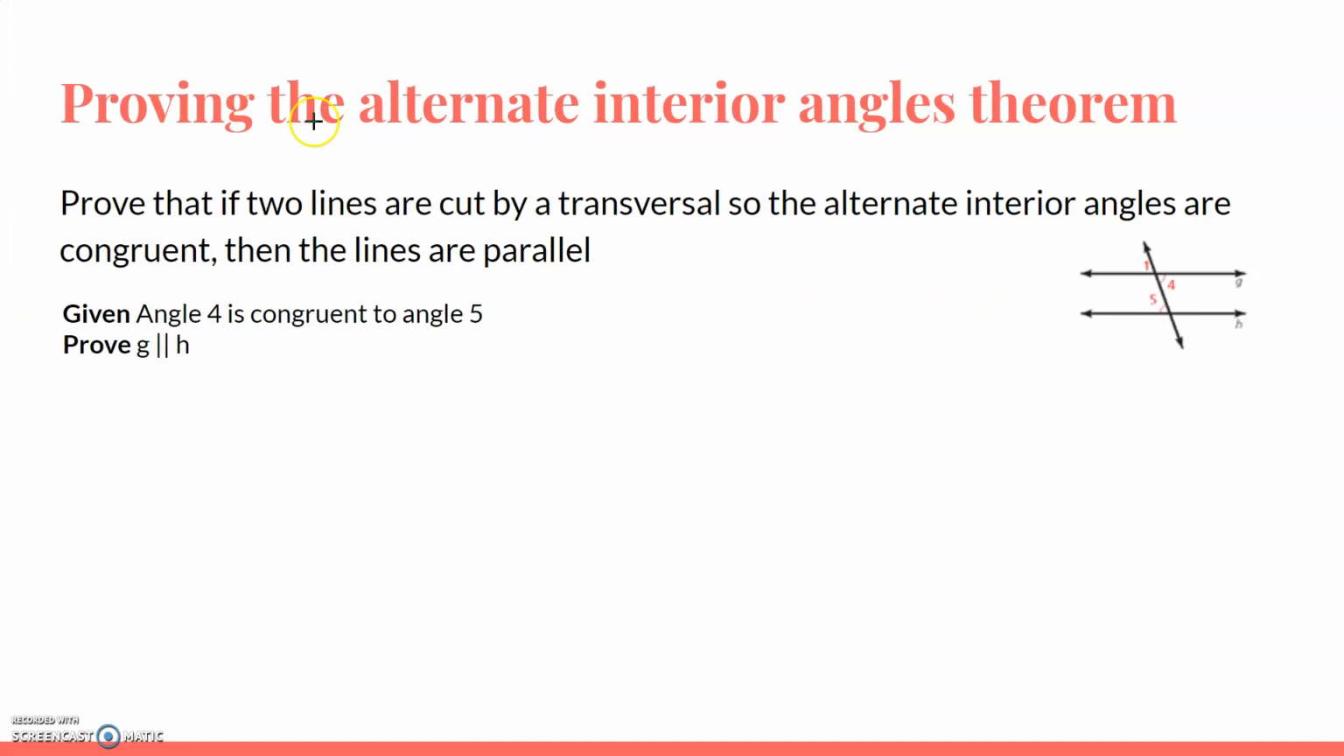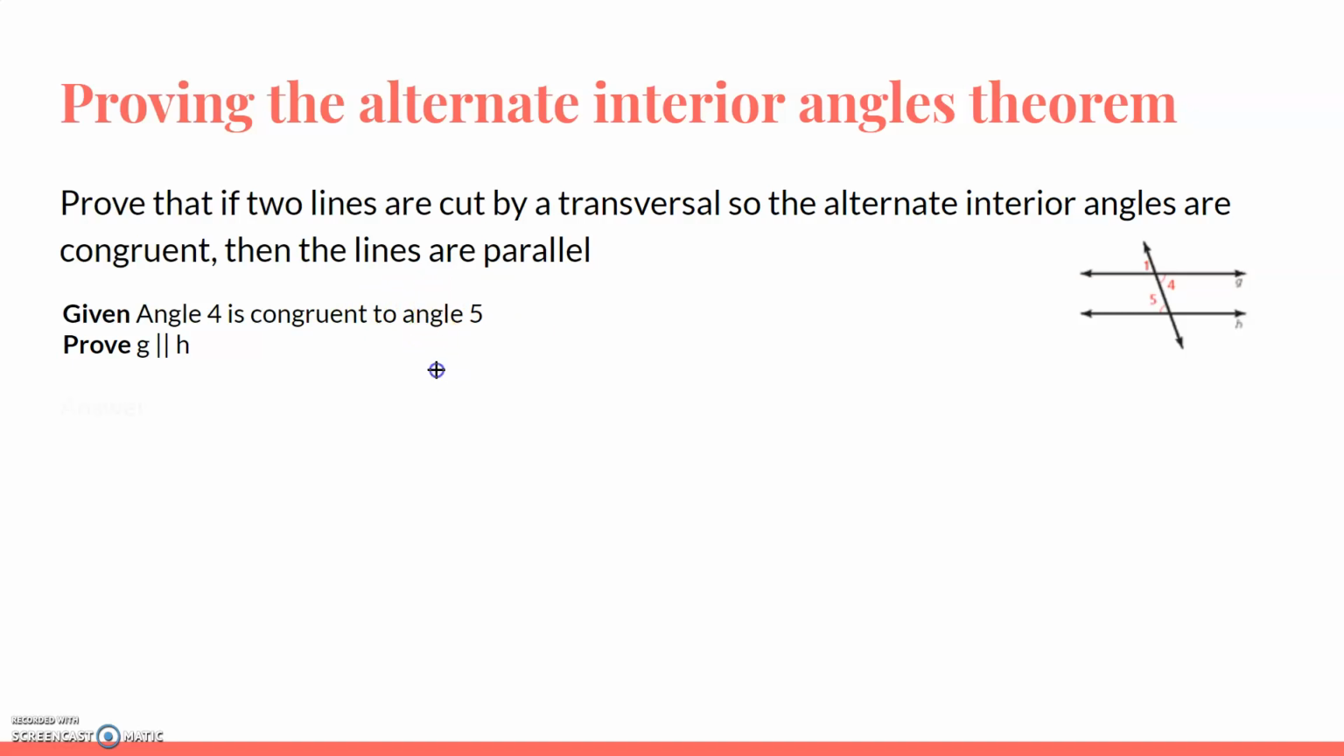Alright, so now proving the alternate interior angles converse. Prove that if two lines are cut by a transversal so that the alternate interior angles are congruent, then the lines are parallel. You're given that angle 4 is congruent to angle 5, but you have to prove that line G is parallel to line H. Pause the video, try this out, and come back for the right answer.